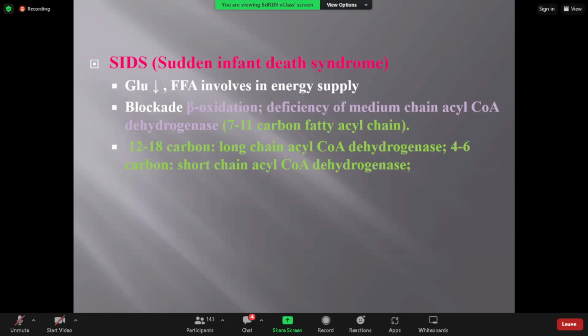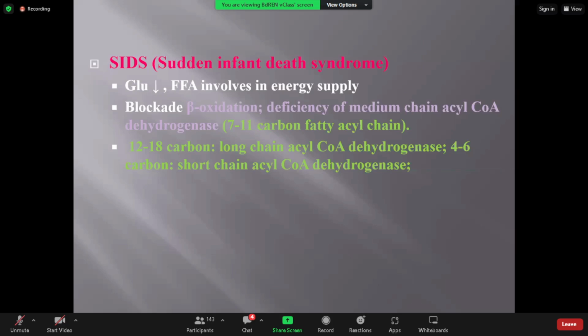If this enzyme is absent in the infant's body, the medium chain fatty acids that are produced in the infants from the milk will not be further oxidized. এটি পরবর্তীতে কিন্তু আর অক্সিডাইজড হবে না। So if this step is stopped, then the cleavage step will be stopped. So if it's not cleaved, then acetyl coenzyme A will not be produced. So if acetyl coenzyme A is not produced, then some abnormal situation will arise, and this symptom is sudden infant death syndrome.